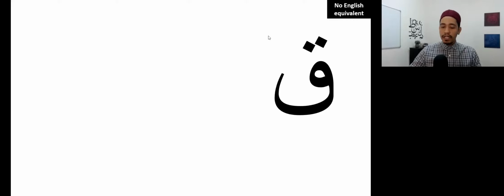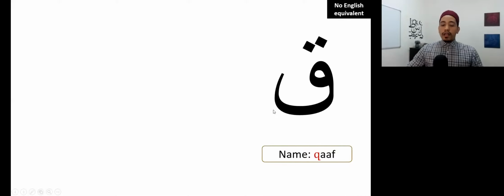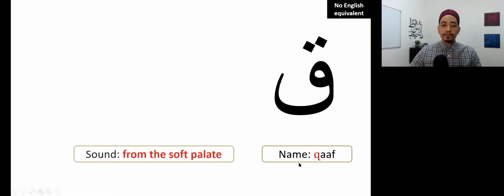So we're familiar with the shape. We said it looks like a fa, just with a bigger jaw, and it has two dots instead of one. You can see by the name, it's a Q, but I changed the shape of the Q because it's not exactly like a Q, because a Q in English is similar to the K. So this one is Qaaf, Qaaf, okay? Now, this is the principle I want you to remember for this letter: just remember the soft palate, from the soft palate.